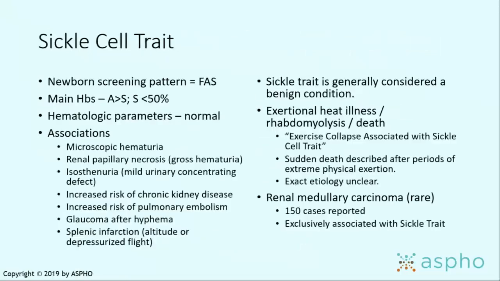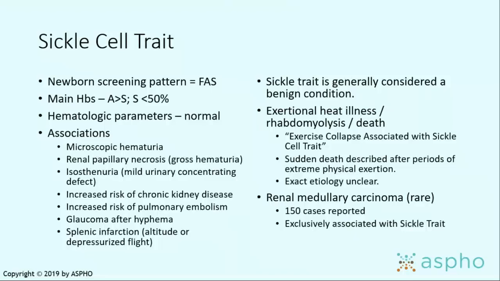Okay, just a word on sickle cell trait. Your newborn screening pattern for sickle cell trait is FAS. So your main hemoglobin is hemoglobin A. Anytime you check a hemoglobin electrophoresis or hemoglobin analysis on this patient population, their hemoglobin S will be less than 50%. That is why they are asymptomatic. They have no clinical symptoms related or similar to patients with sickle cell disease. All of their hematologic parameters are normal.